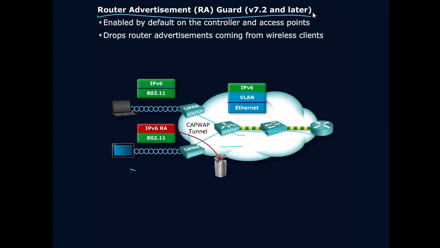AireOS version 7.2 and later, we have router advertisement guard. This is enabled by default on the controller and access point. And what this does is it drops router advertisements coming from wireless clients. So it takes half of our wireless attack plane, and it says, you know what, if anyone tries to send a router advertisement this way, go ahead and drop that.